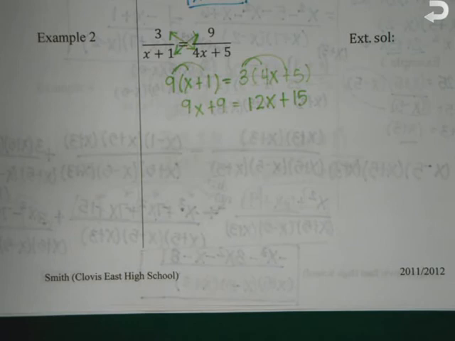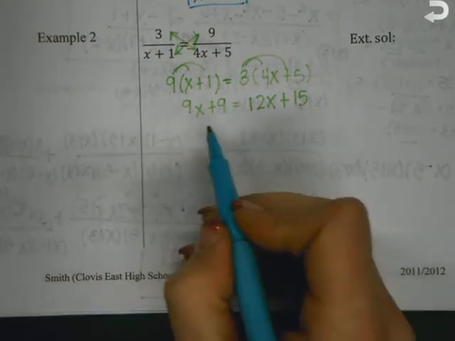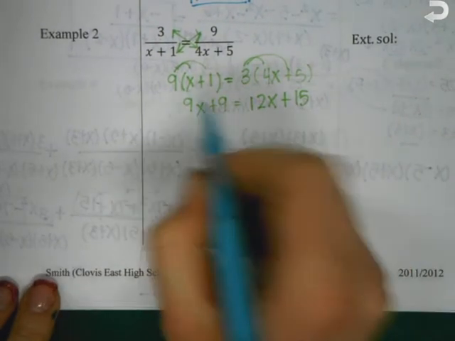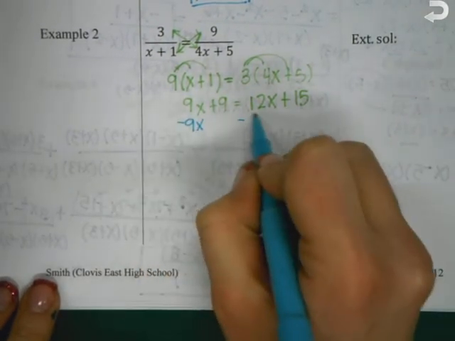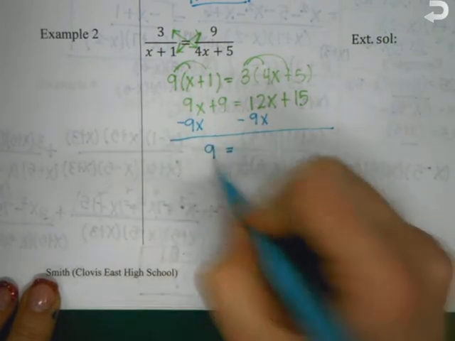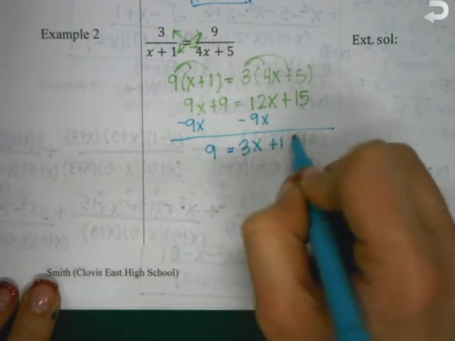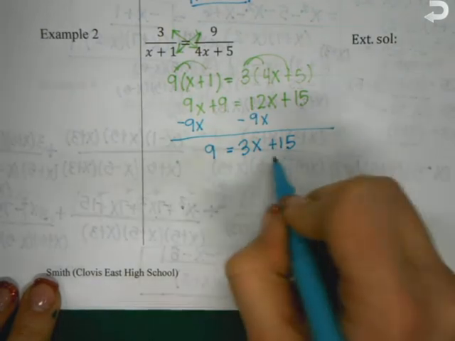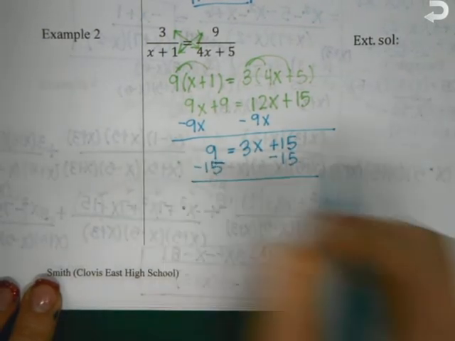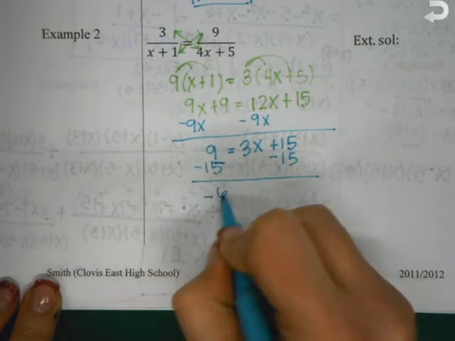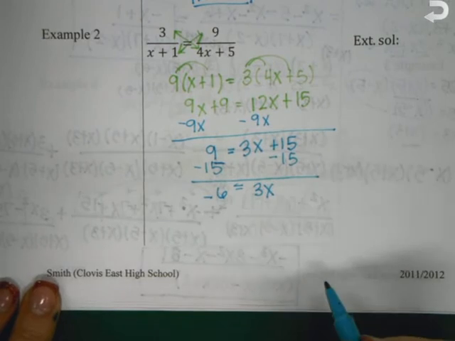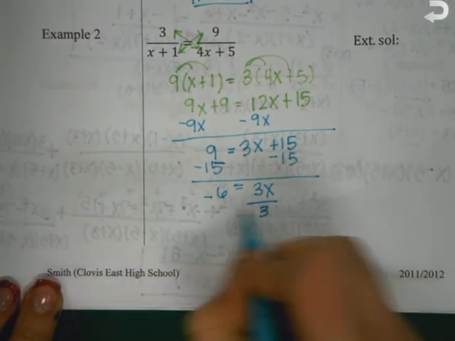Okay, so we want to solve for x here. Since 9x is smaller than 12x, I'm going to subtract 9x from both sides. And that's going to give me 9 equals 3x plus 15. And then I want to subtract 15 from both sides. And that's going to give me negative 6 equals 3x. Divide both sides by 3. And x equals negative 2.